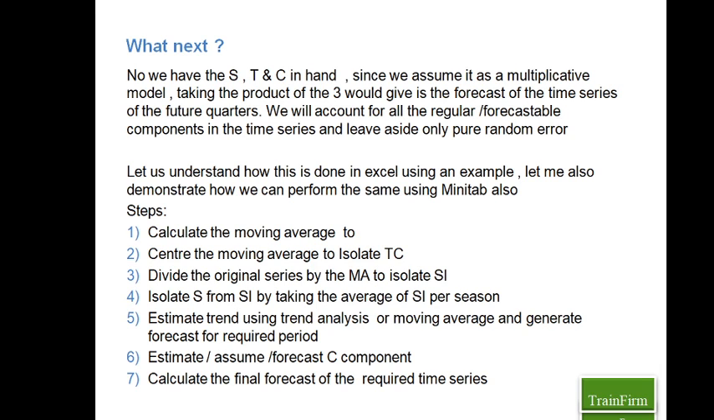That gives you the component C, and you calculate the final forecast in the last step by whatever multiplication. If it's a multiplicative model, just multiply TC and S and come up with the forecast required for the period. So this is how we generally conduct the ratio to moving average forecasting technique.